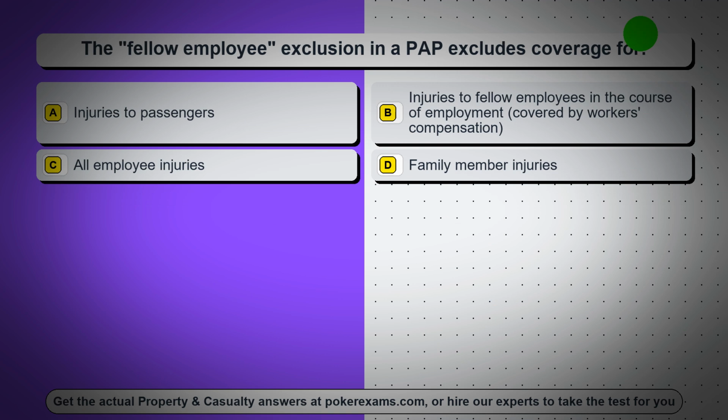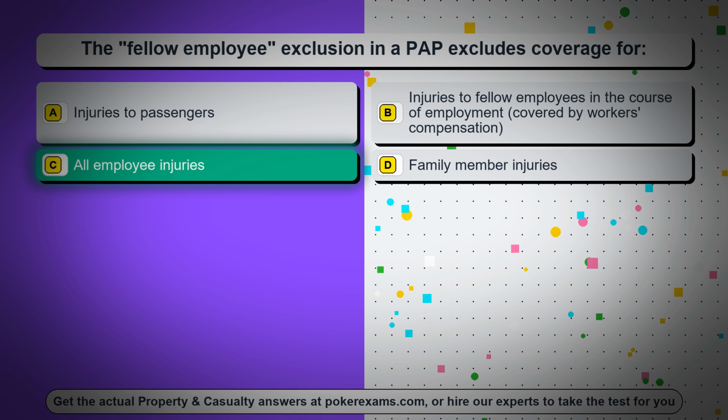Question 18. The fellow employee exclusion in a PAP excludes coverage for. Option A, injuries to passengers. Option B, injuries to fellow employees in the course of employment, covered by workers' compensation. Option C, all employee injuries. Option D, family member injuries.